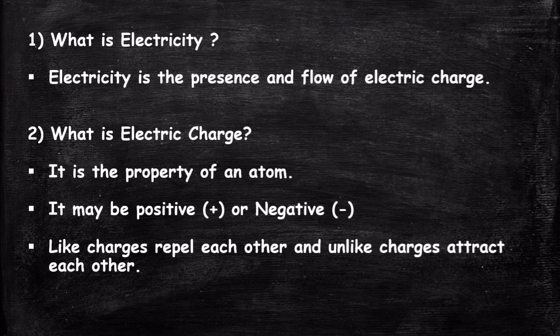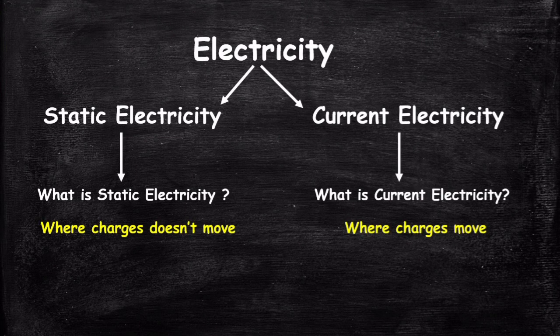Students, then we have a question. What is electricity? Electricity is the presence and flow of electric charge. Then what is electric charge? It is the property of an atom. It may be positive or negative. Unlike charges attract and like charges repel each other.